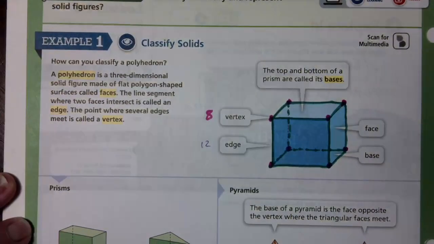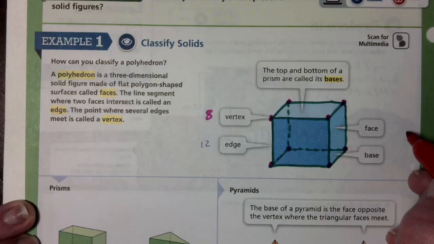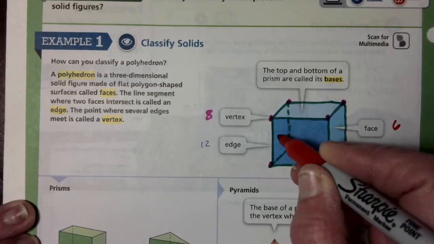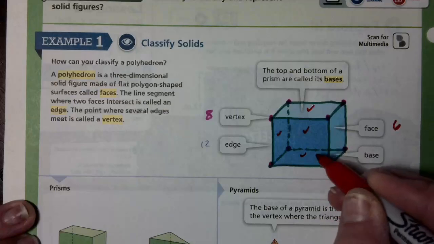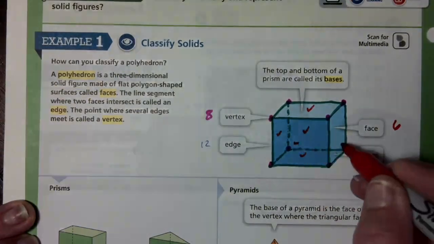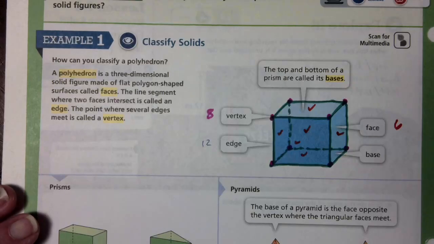Faces. Faces means side plates. How many did I tell you there was on a box? There's a front and a back, a left and a right, and a top and a bottom. So there is 6 faces. I'm going to check mark them. 1, 2, 3, 4. And the front one here is 5, and the side one is 6. Okay, so there's 6 faces.